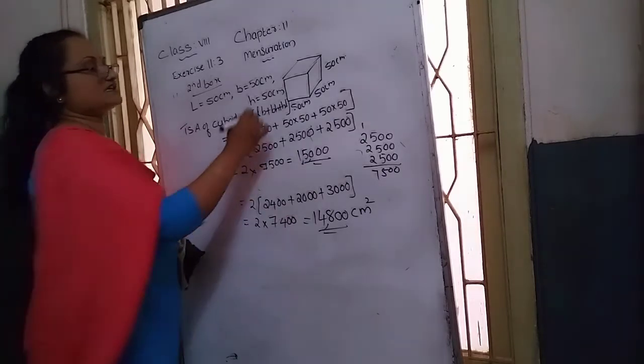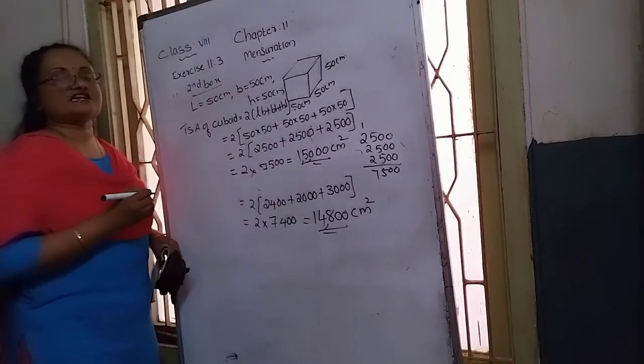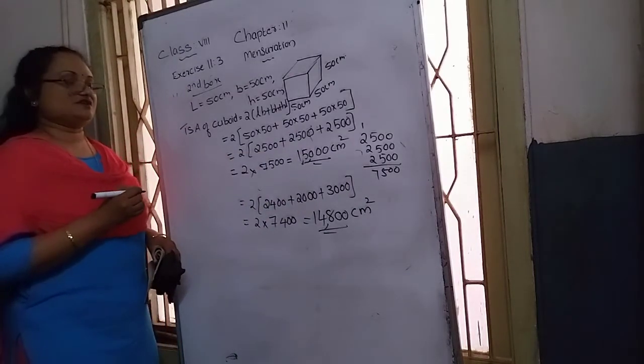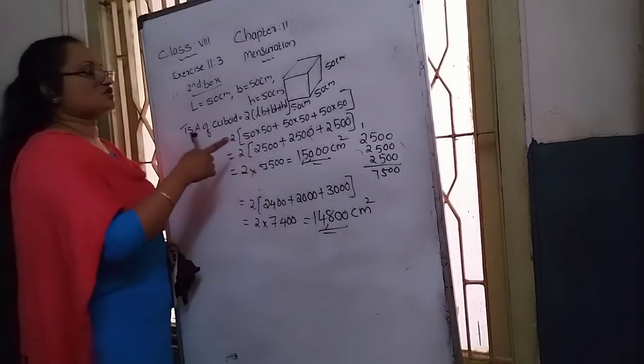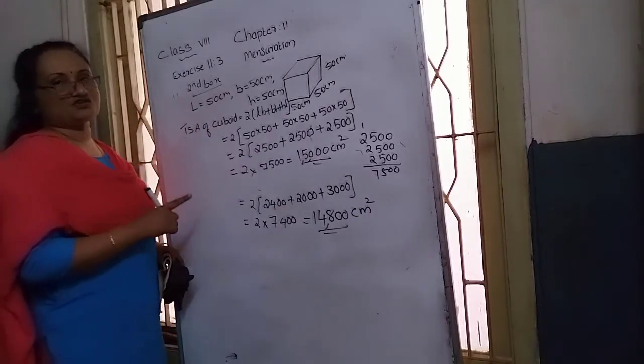15,000 is the answer. Unit given as centimeter. That's why area is represented in centimeter square. Then check which area is more, the first box or the second box. Second box area is more.